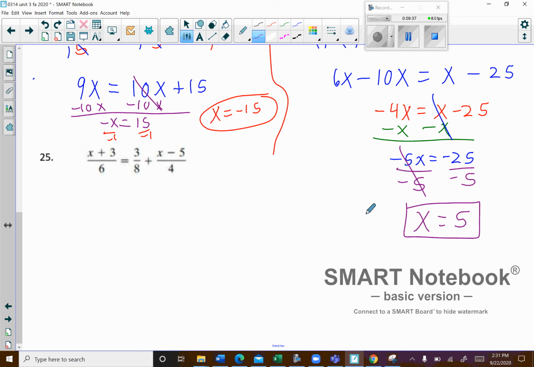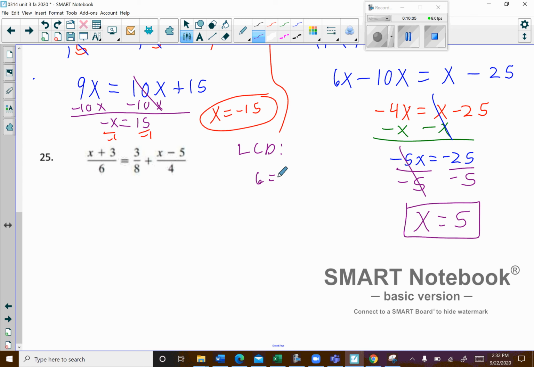Okay, looking at 25, so this is interesting. So let's see, looking at my denominators, I've got to find my LCD, no excluded values. So whatever I'm looking for has to divide into 6, 8, and 4 evenly. And a lot of y'all might be able to figure that out in your head, and that's good. But I'm going to go ahead and show you the more detailed way of doing this in case you're having any problems with this.